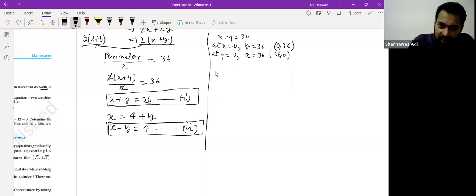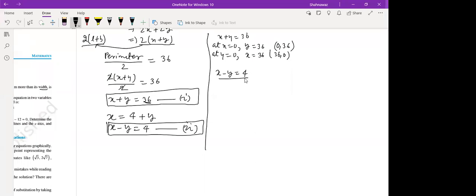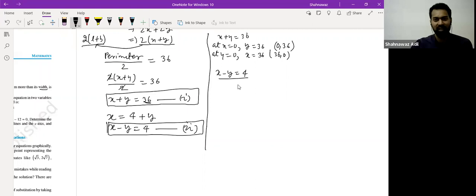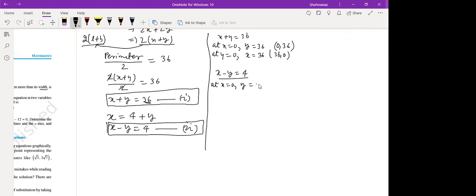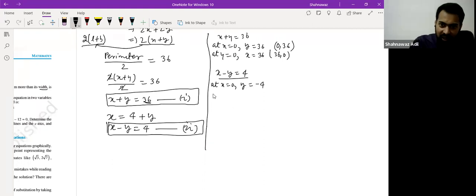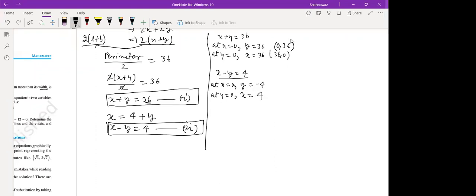So let's write the second equation. This one is easy. So at x equals 0, we have y equals minus 4. And at y equals 0, we have x equals 4. So this is a pretty good number. But the other one is a terrible number.